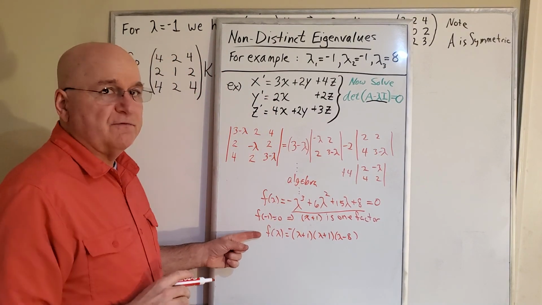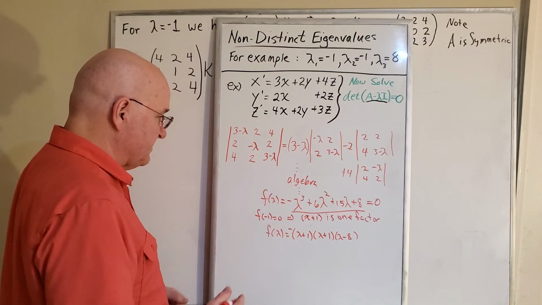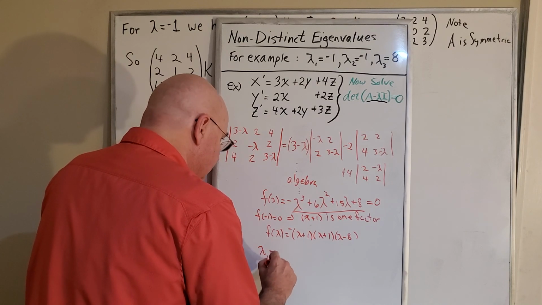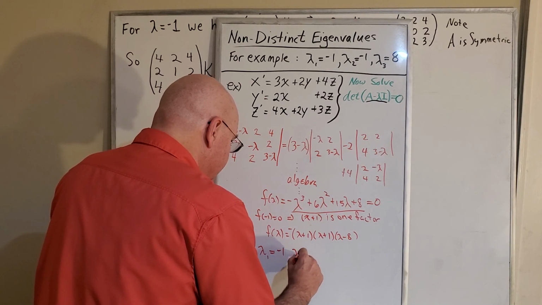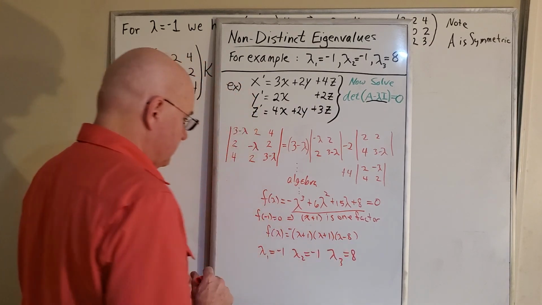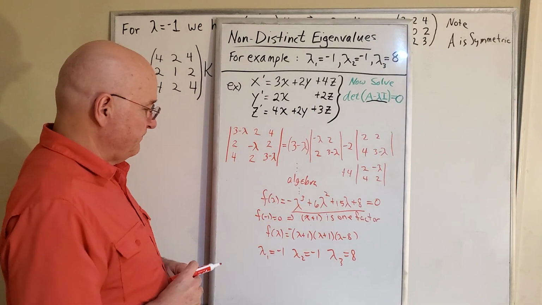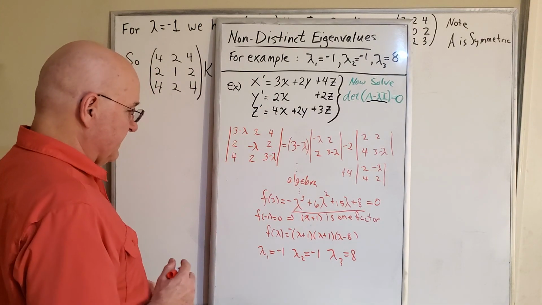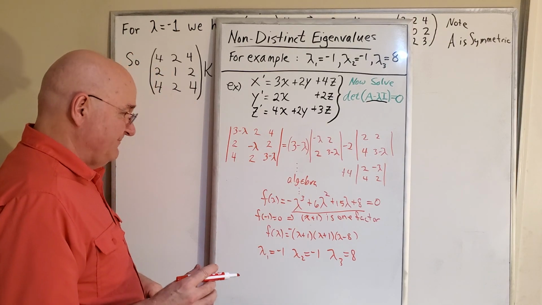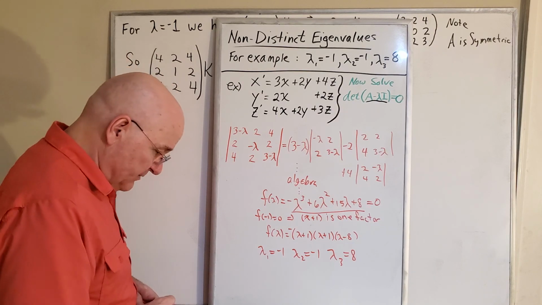This is the factored form of the characteristic polynomial, which tells us exactly what the lambdas are. Set all three of them equal to 0, and I get lambda 1 equals -1, lambda 2 equals -1, lambda 3 equals 8. So it turns out this example I took was from this example we just looked at. So we have three non-distinct eigenvalues.